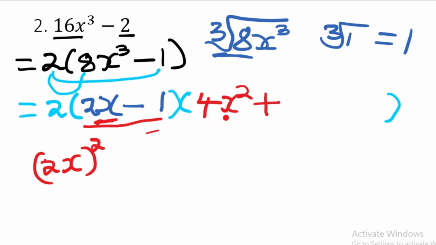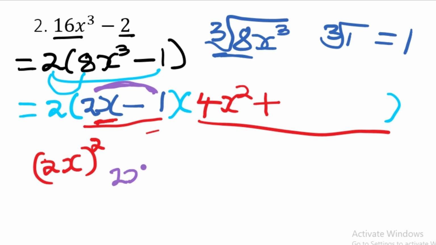Now I told you that this side we need to have a trinomial, which means 3 terms. Right now we only have 1 term, so we go for the second term, which is the middle term. To get the middle term, we multiply these 2 terms. So we will have 2x multiplying 1, and the answer will be 2x. So here we will have 2x.